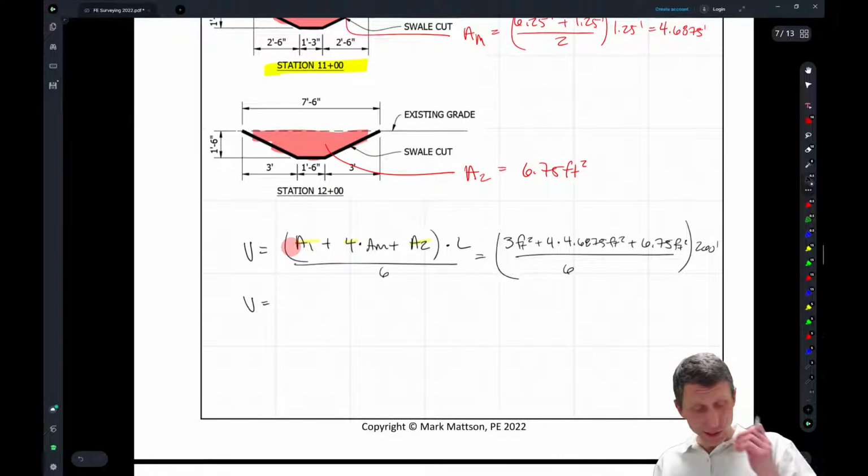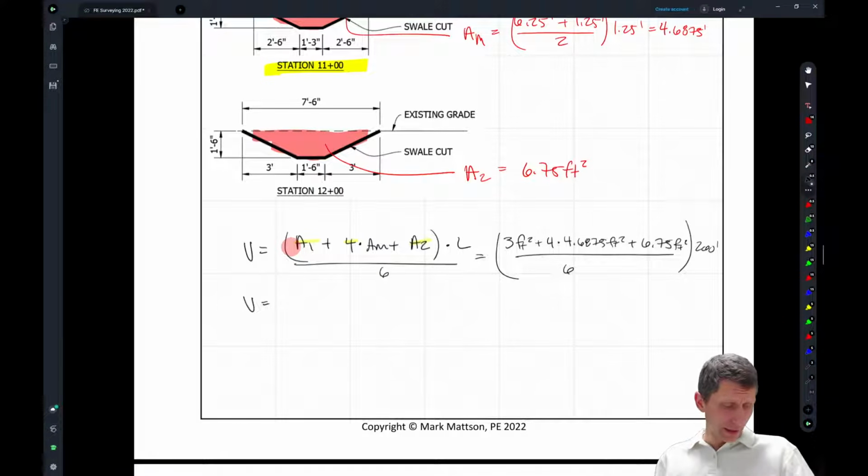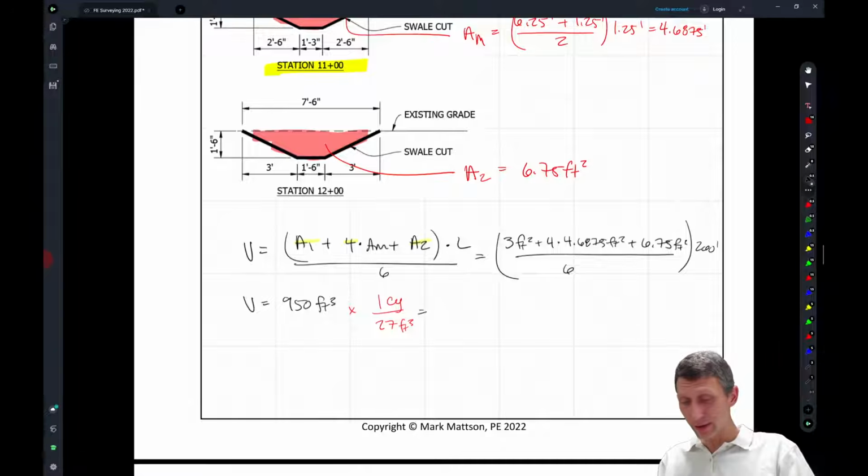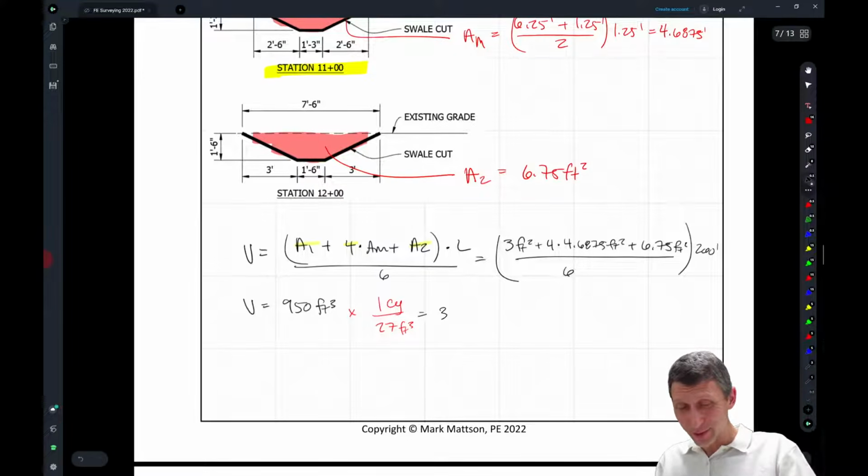So if we do this, we're going to get a volume of, what did I get? I think I got like 950 cubic feet. Okay, so slightly different. And if we multiply that times 1 cubic yard per 27 cubic feet, right, we're going to get slightly less. So if I get 950 divided by 27, I actually get like 35.19, 35.2 cubic yards, which is different, right?